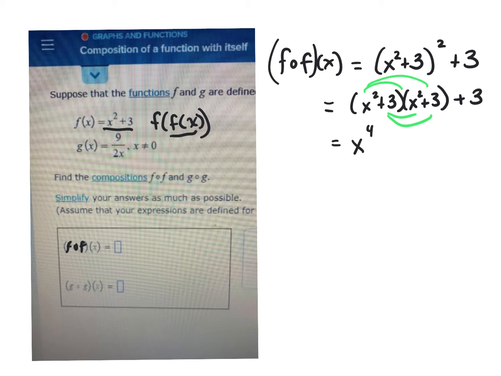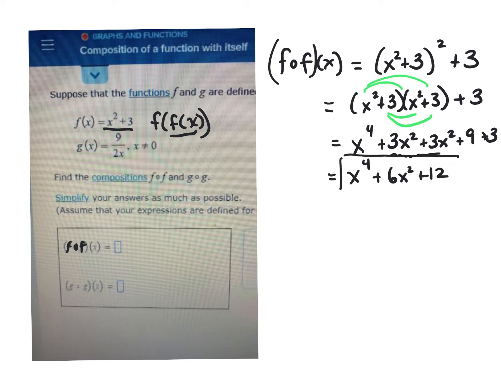And then we have x squared times 3, which is 3x squared. The inner is 3 times x squared, which is another 3x squared. And then 3 times 3 is 9. So there's my FOIL. And then I have that extra 3 I'm adding on. So my final answer will be x to the 4th plus 6x squared, because I'm just putting these two terms together. And then that's plus 12. So that would be f composed with f.